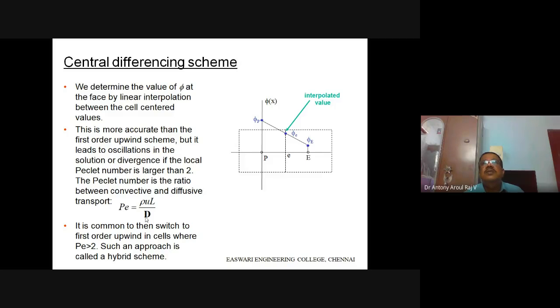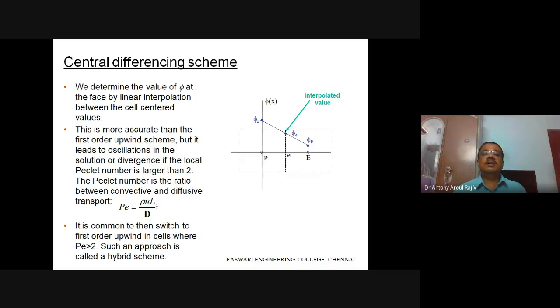If the ratio of convection to diffusion is less than 2, you can use the central difference scheme. If the ratio is greater than 2 and you are using the central difference scheme, it will give unstable results. Very important: unstable results, which means your scheme will not be working. So what is the remedy for that? Think in terms of natural: for a highly convective flow, you go for convective discretization.